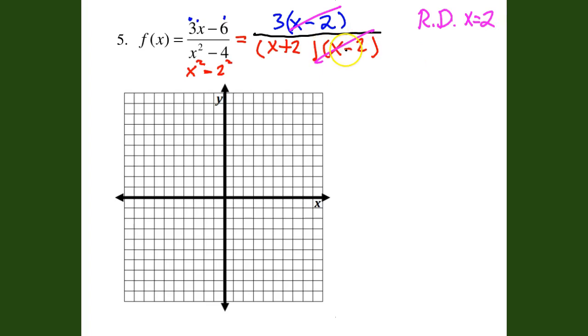So 2 makes this equal to 0. We are left with 3 over x plus 2. 3 over 1 times x plus 2. Rational function, variables in the bottom. Horizontal asymptote, there's no number here, so we're going to use just a 0.